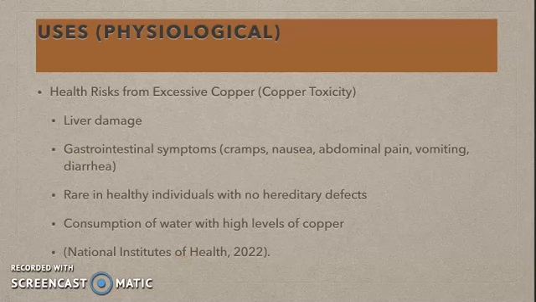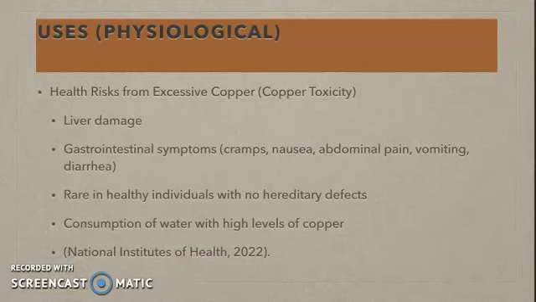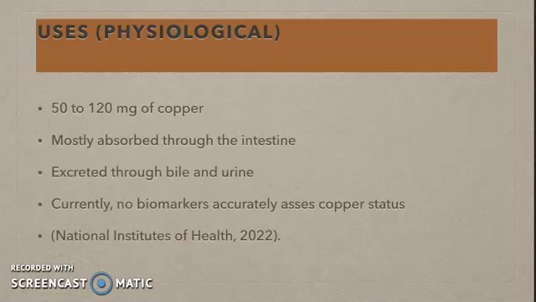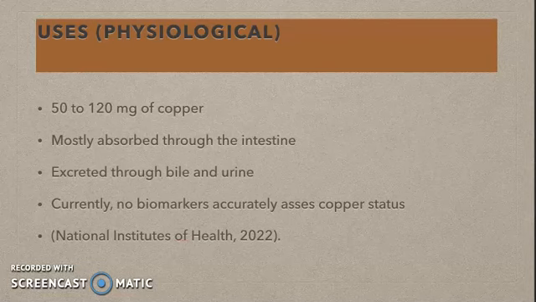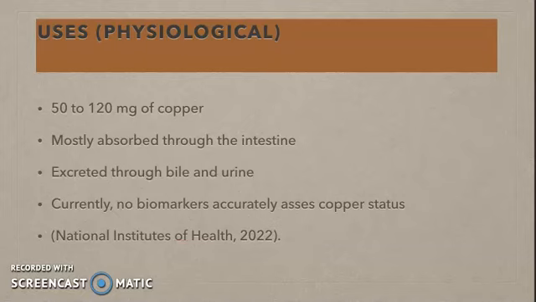Health risks of copper toxicity include liver damage and gastrointestinal symptoms, but is rare in healthy individuals with no hereditary defects. The most common source of copper toxicity is from consumption of water with high levels of copper. The average amount of copper stored in a human body is between 50 and 120 milligrams of copper, and the daily recommended intake for an adult female and male is 1,100 micrograms and 1,400 micrograms per day, respectively.